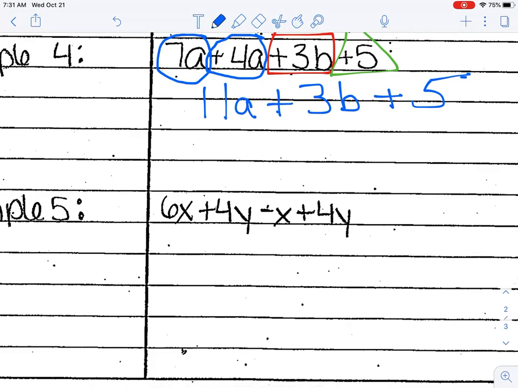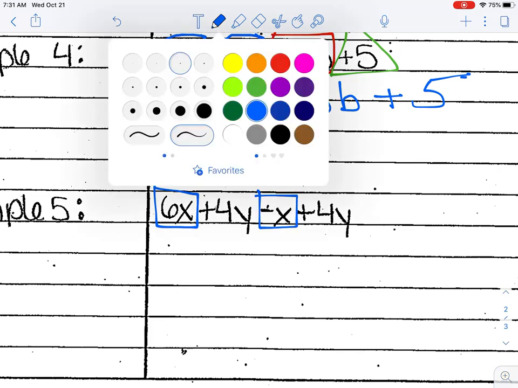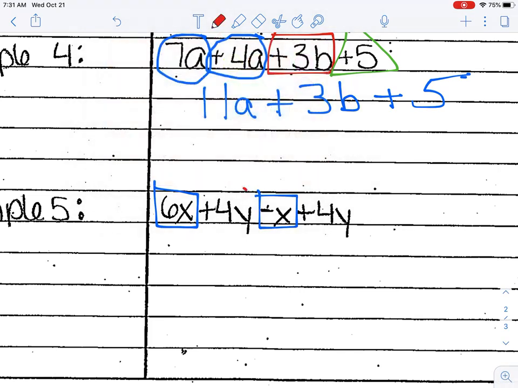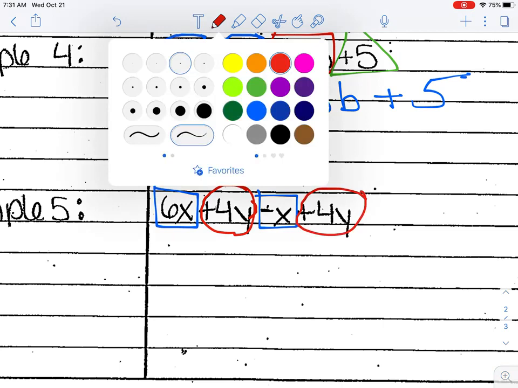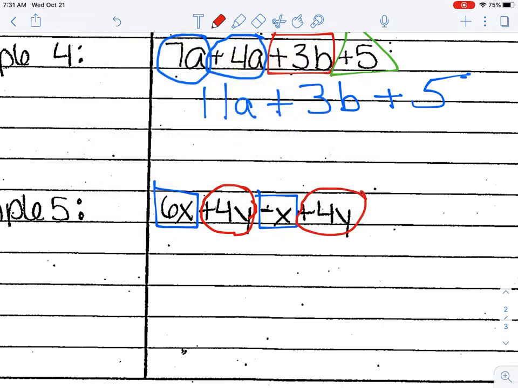Next example. I'm going to find anything that has an x. So I have 6x. Then I have negative x. I'm going to box those. It doesn't matter what shapes you use or colors. I'm going to circle positive 4y, and again, positive 4y. I'm going to add my y's first. So 4y plus 4y gives me 8y. And then I'm going to add 6x plus negative x.